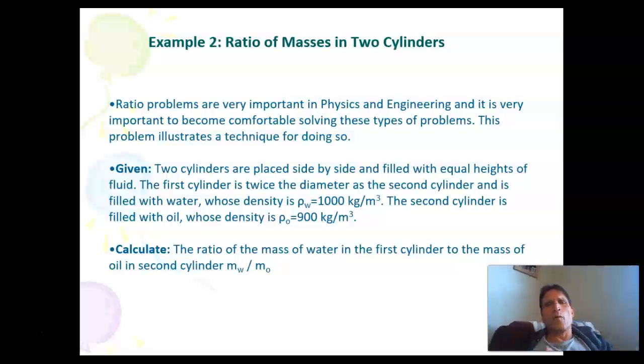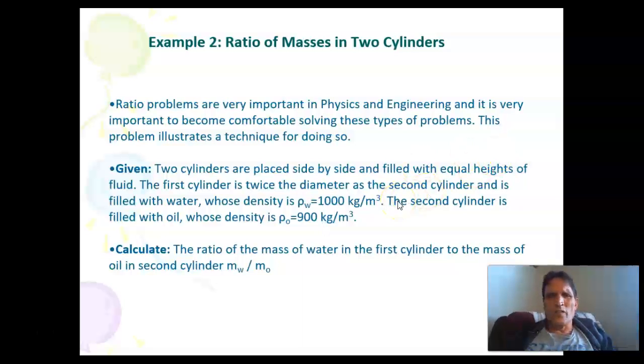So the first example of what we're going to do is we've got 2 cylinders, and we put them side by side, and we have equal heights of fluid in both cylinders. So they're both the same height, but the first cylinder has twice the diameter of the second cylinder. We also, just for fun, put different fluids in each. The first cylinder will have water, which has a density of 1,000 kilograms per meter cubed, and the second one has oil, which has a density of 900 kilograms per meter cubed.